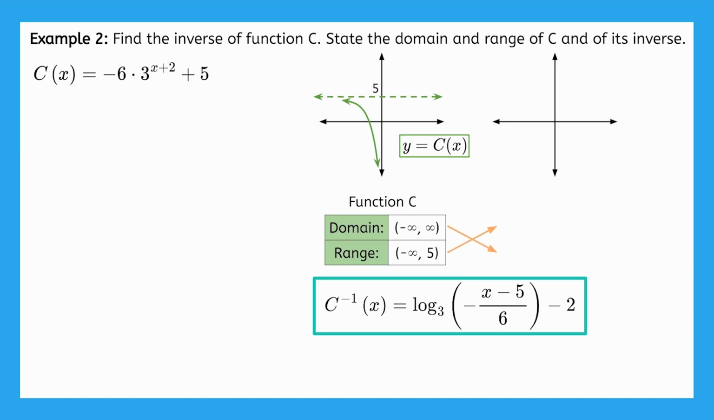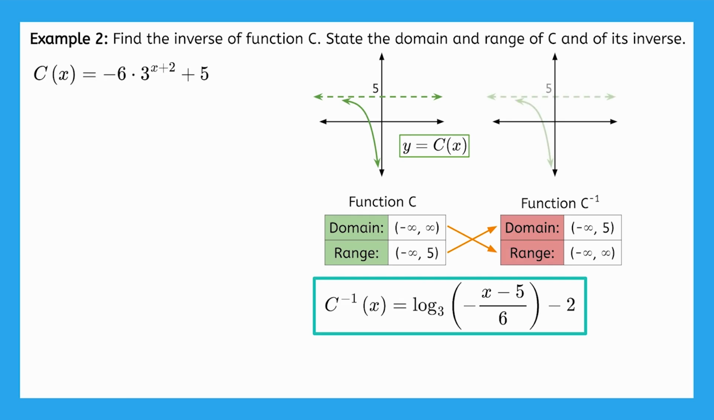We can just swap the original domain and range. We know the original domain automatically becomes the range of the inverse, and the original range becomes the domain of the inverse. We can make a quick visual confirmation by reflecting the graph of c over the line y equals x to get the graph of c inverse.